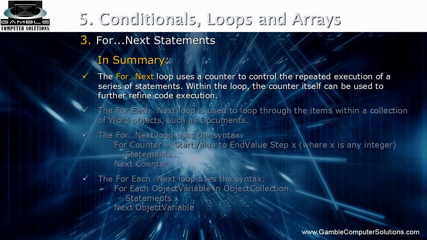The for next loop uses a counter to control the repeated execution of a series of statements. Within the loop, the counter itself can be used to further refine code execution. The for each next loop is used to loop through the items within a collection of word objects, such as documents.